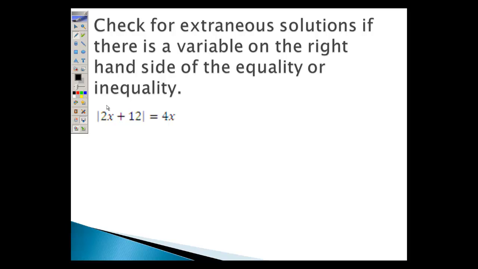An extraneous solution occurs sometimes in absolute value equations when you have a variable on the other side of the equality. Talking about this guy right here.